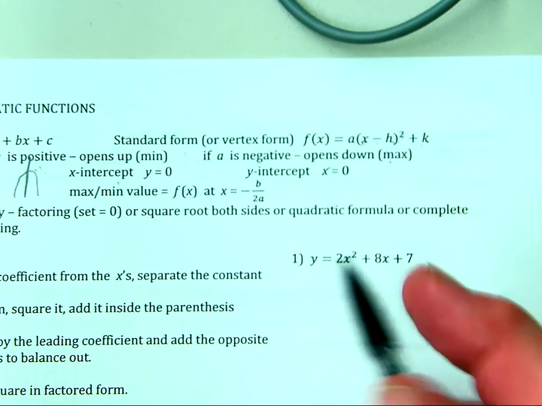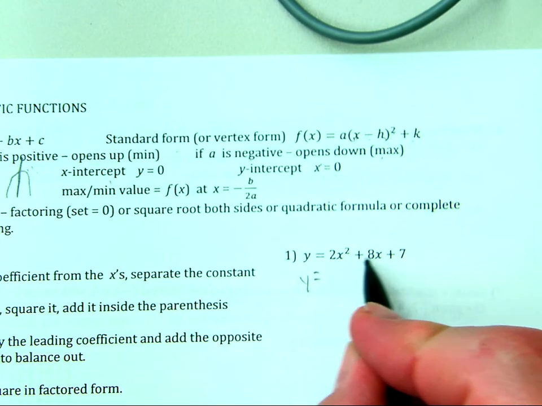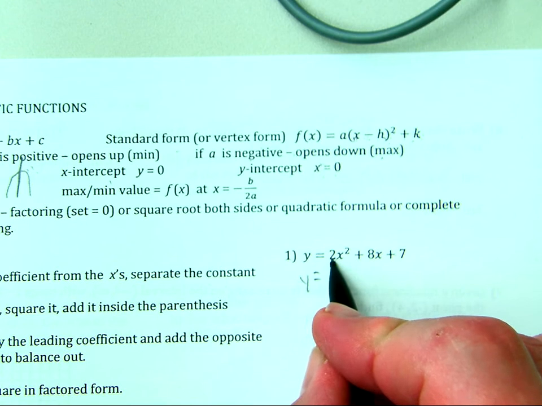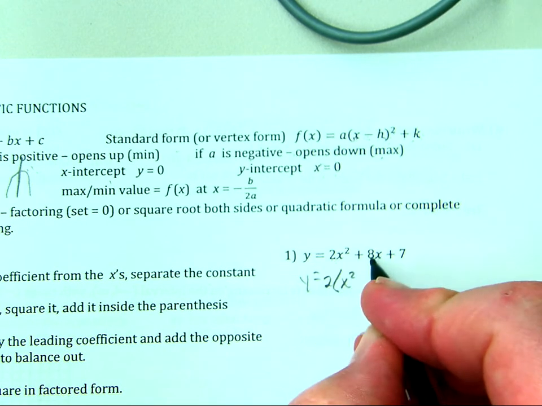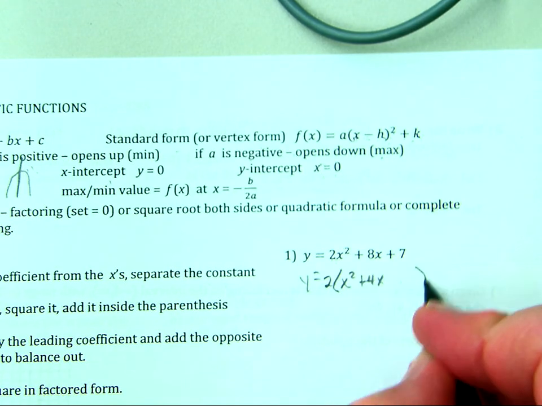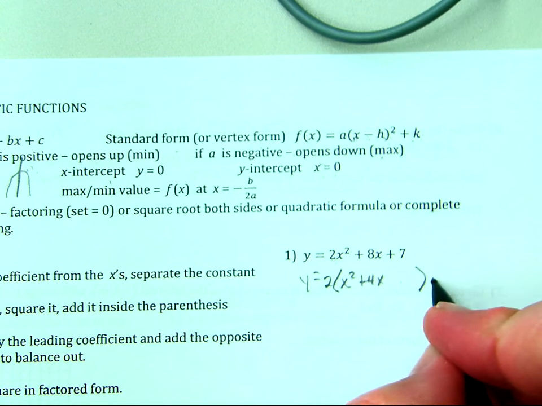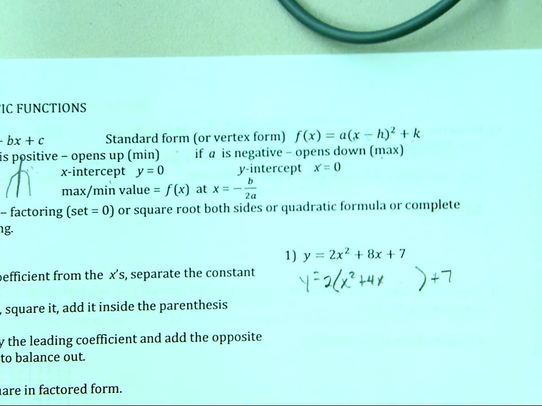On this one, I'm going to leave it as y equals. Notice the leading coefficient is 2. I want to factor 2 out of both x terms. So that'll be x squared, and 8x divided by 2 is 4x. I'm going to leave a little space. When I said separate the constant, we're going to put the constant outside the parentheses. So that's the first step in completing the square.